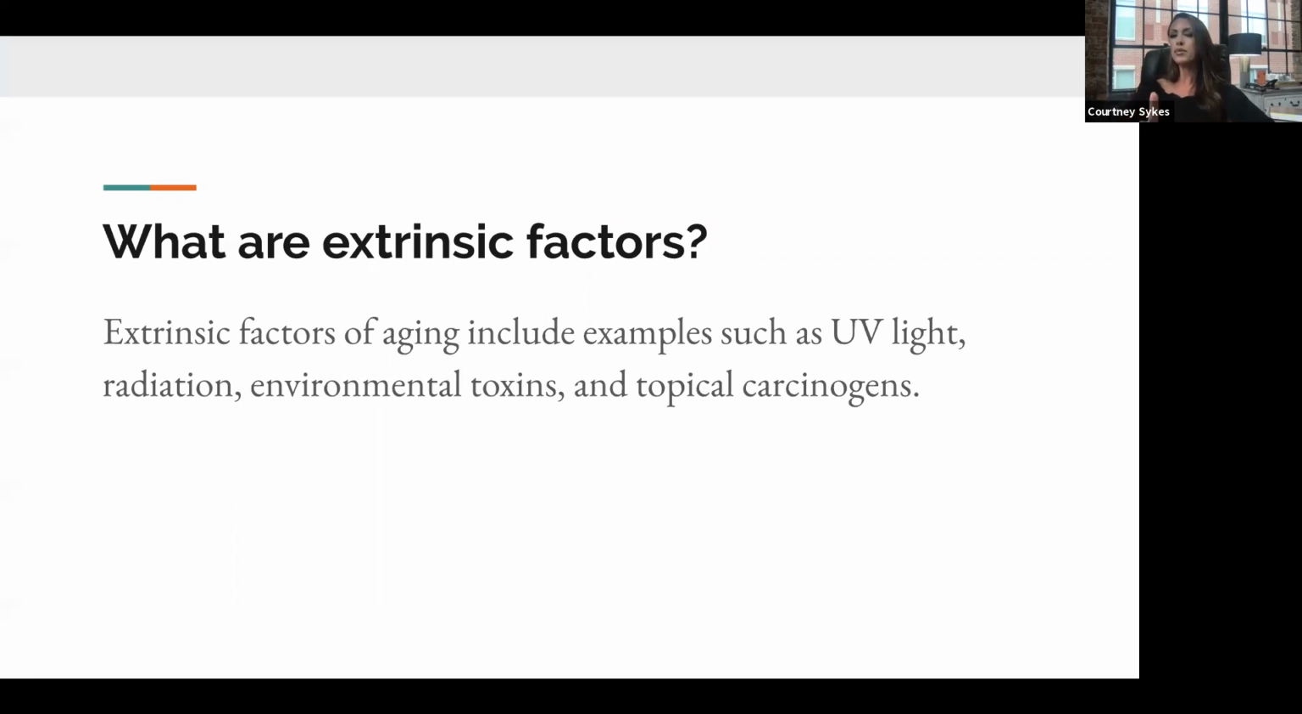Now, topical carcinogens. What is a carcinogen? Anything carcinogenic means cancer causing. Topical carcinogens would be things such as ingredients that are not necessarily good for your skin. So remember how I've always said that I love hydroquinone, and hydroquinone is a really great ingredient for getting rid of hormonal hyperpigmentation. But if you're going to use it, you need to get on it for a little bit of time and then get off of it, right?